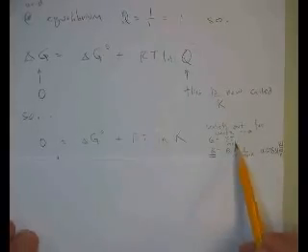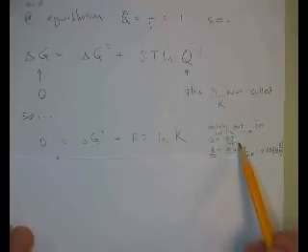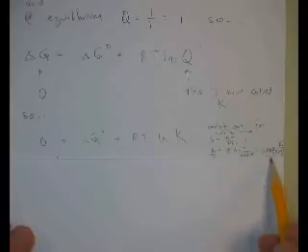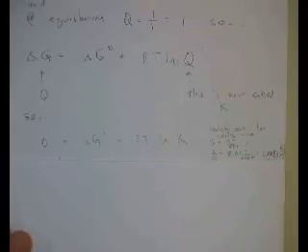Watch out for the units on this, though, like I said before, because G is usually given in kilojoules per mole. And R, remember, has to be in kilojoules as well. So make sure you're putting in 0.00831 kilojoules per mole Kelvin for that.